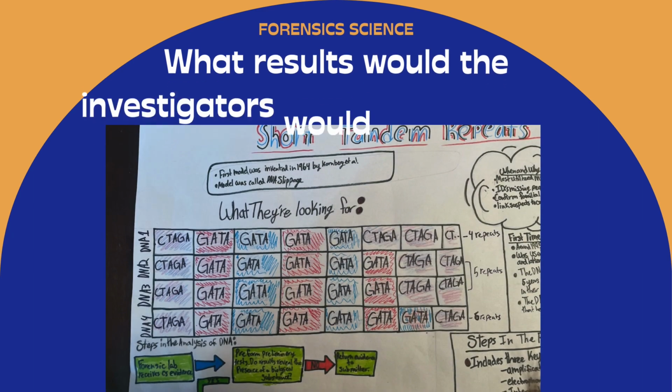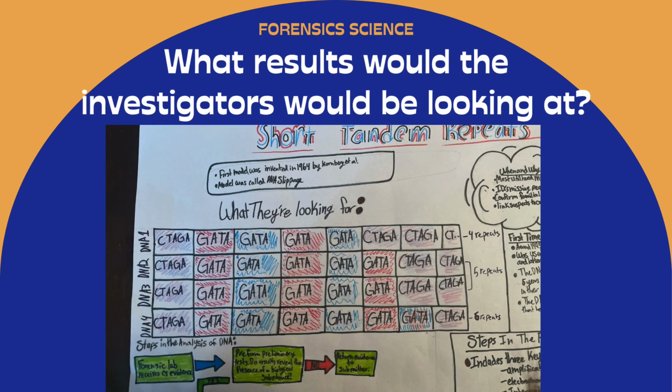Here's a physical illustration of what investigators would be looking at. They are looking for repeating patterns to see if they match with someone else's DNA. If the pattern matches up, it could mean that the DNA samples are from the same person or related individual.